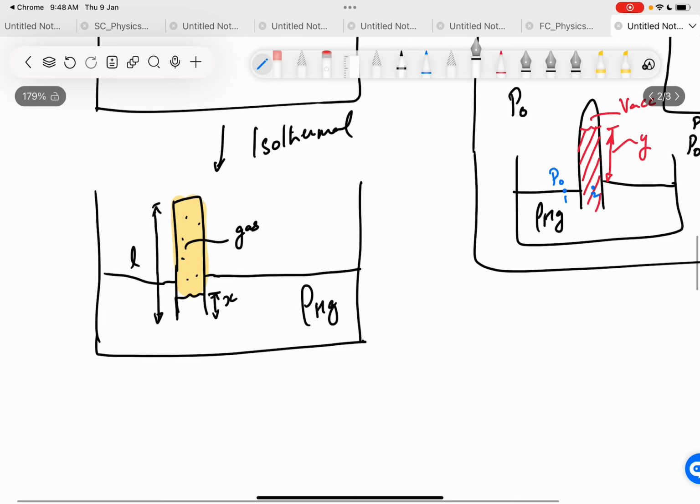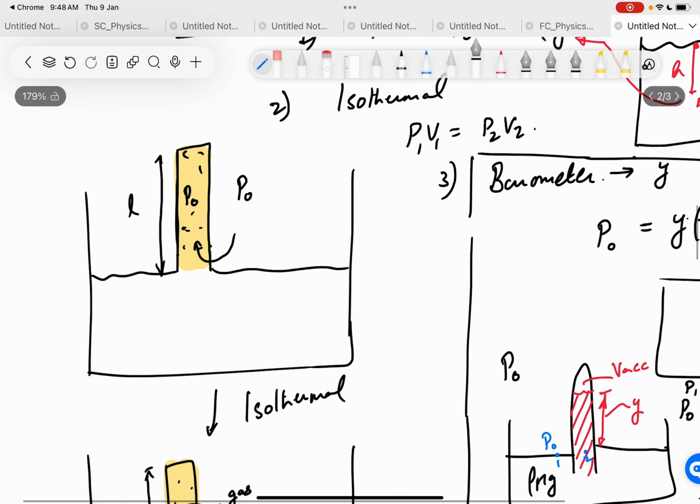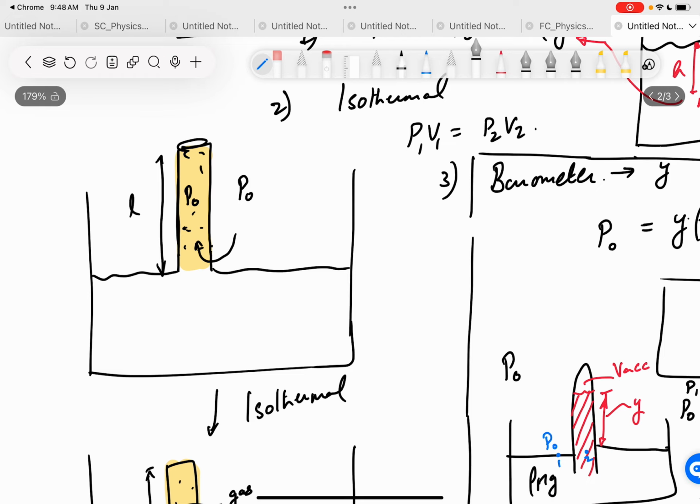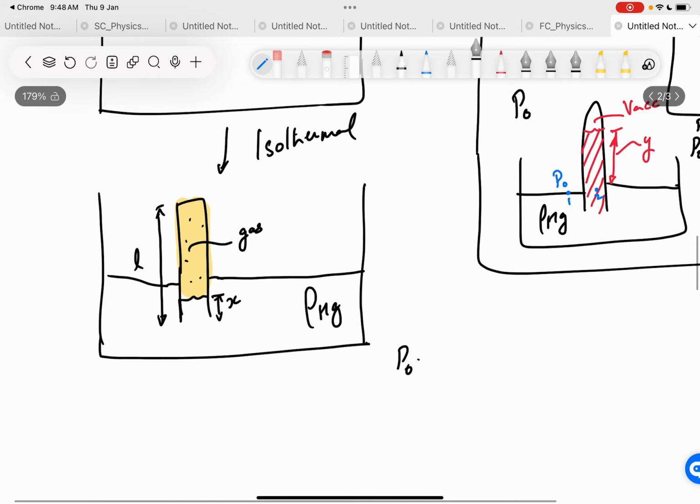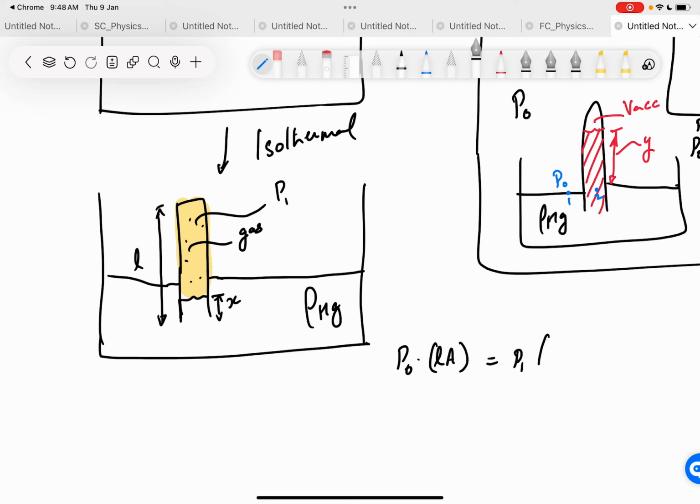So one equation you can always write: P naught multiplied by the volume. The volume is the area multiplied by the length. Initial P into initial volume is P naught into L into area. On this side, now the pressure is not P naught, it's a different value. Let's call that P1, into the volume in that yellow colored region, which is L minus x multiplied by the area. If you cancel the area, you get P naught L as P1 multiplied by L minus x.